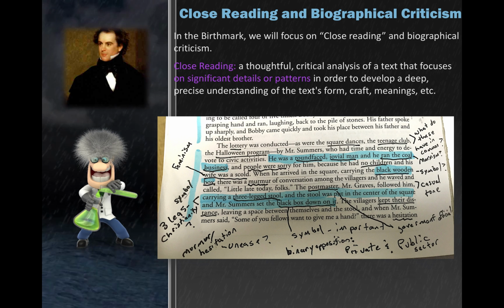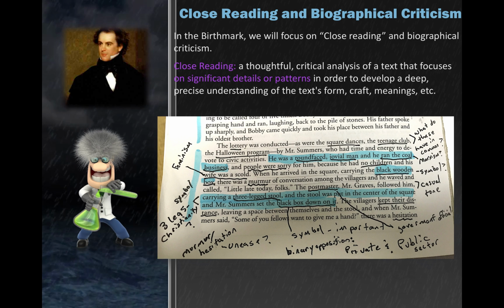You talk about he was a round-faced, jovial man and ran the coal business. Well, immediately that should bring up the idea of Marxism. Okay, this is a person who runs a business, usually a wealthy person in a society. How does that impact a text, right?